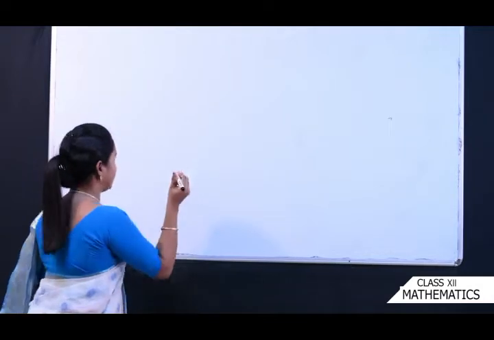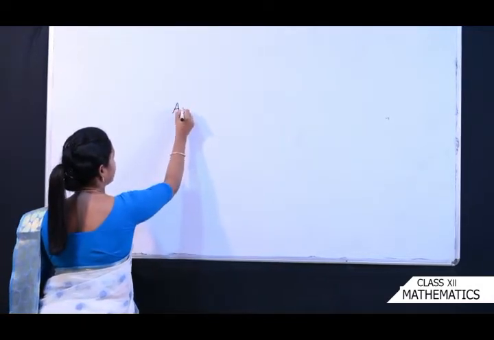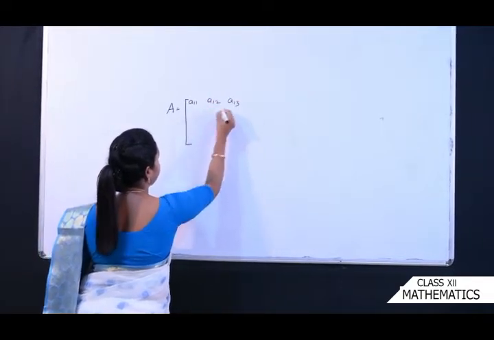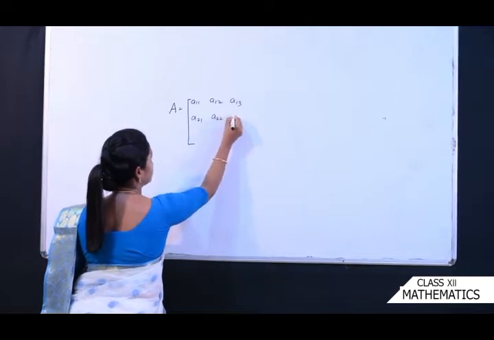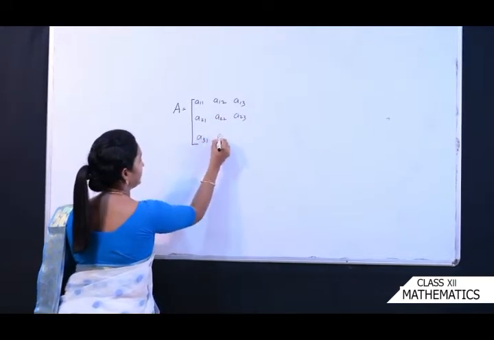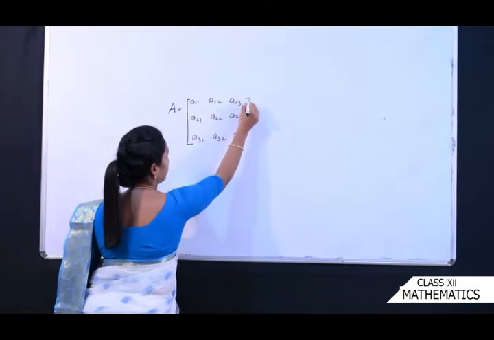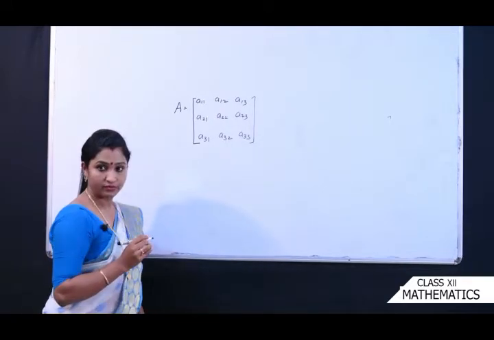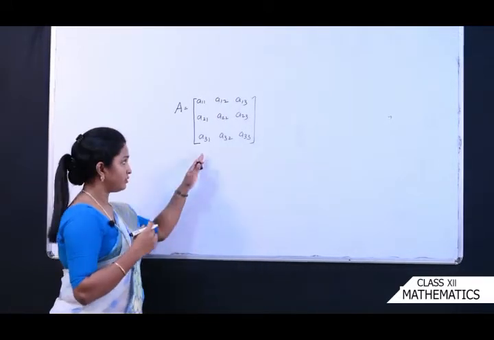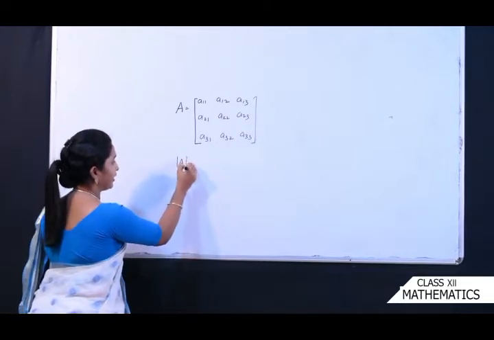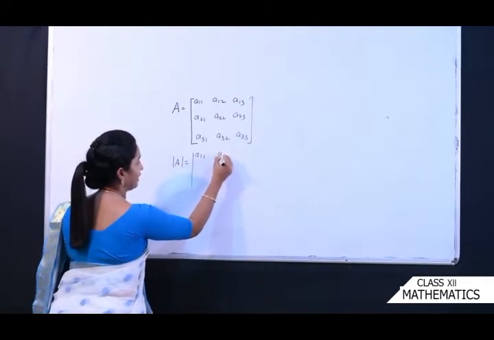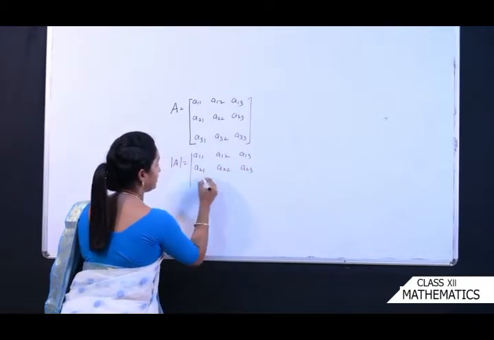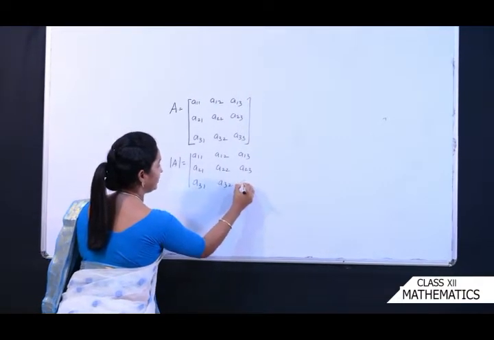Now I'll explain you with one example, then we can see the definition. Now what is a minor? Suppose you have got a 3 by 3 matrix: A11, A12, A13, A21, A22, A23 and A31, A32, A33. Look at here. If you want to find the minor of this value, first of all, this is determinant A, which means A11, A12, A13, A21, A22, A23 and A31, A32 and A33.